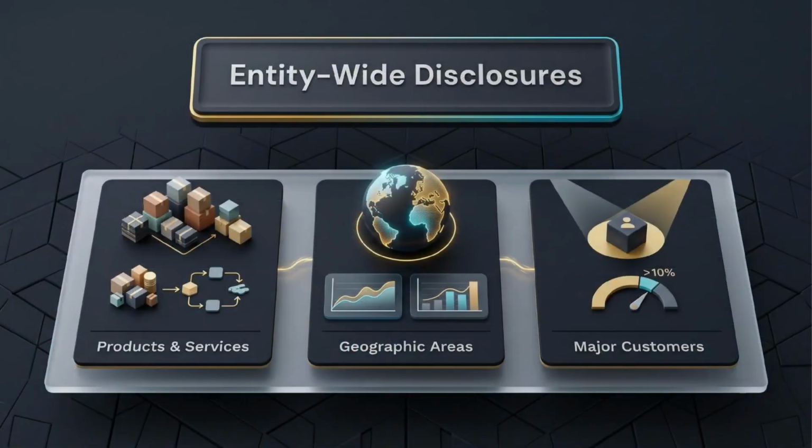Entity-wide disclosures are a separate layer from reportable segment disclosures. Even if a public entity reports only one reportable segment, ASC 280 still requires certain entity-wide information. These disclosures cover products and services, geographic areas, and major customers. This is important because segment structure may be based on how management reviews the business, but users also need a broader view of revenue mix, geographic exposure, and customer concentration. Entity-wide disclosures fill that gap.